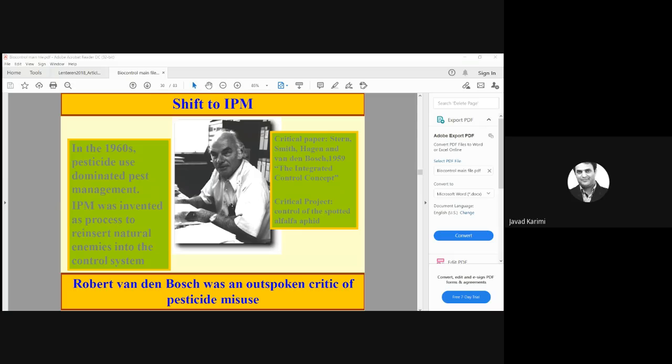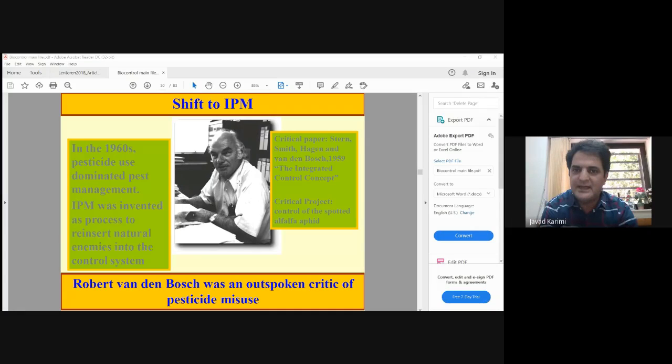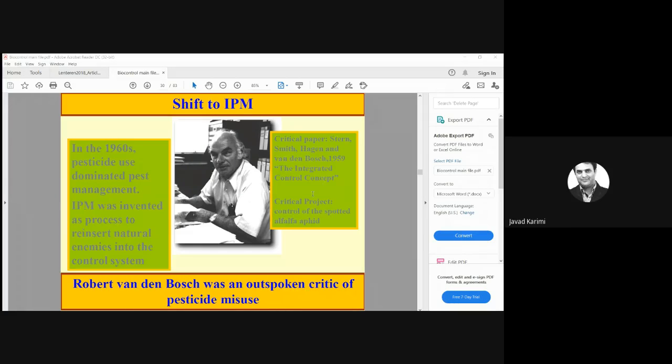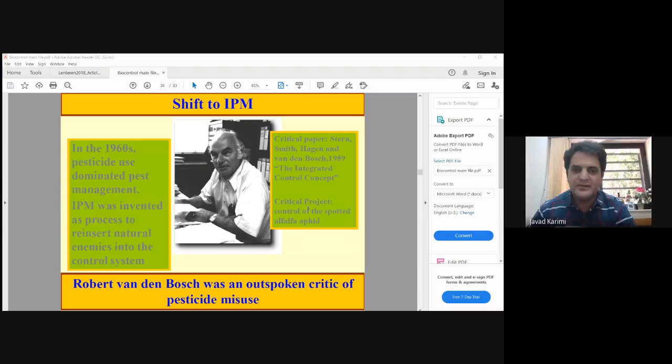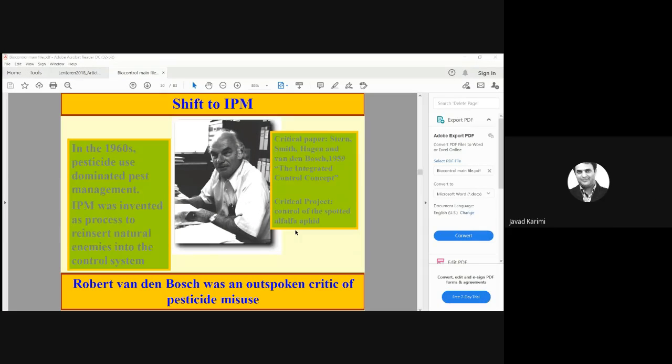this picture you can see is Professor Smith. Professor Smith and his colleague defined the term integrated pest management in 1959. He defined the term as integrated control concept, and he said that we have to use a combined tactic instead of single tactic. Its main speech is this. After that, a lot of other titles and other terms have appeared in pest control.